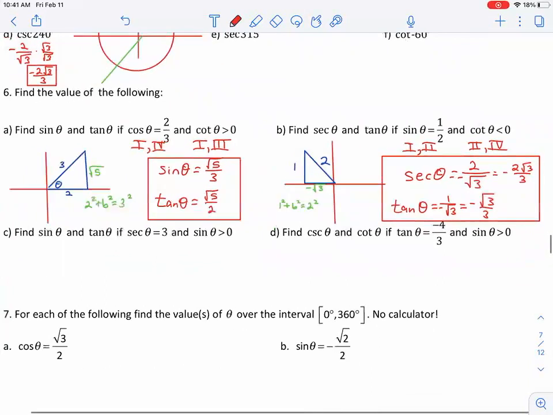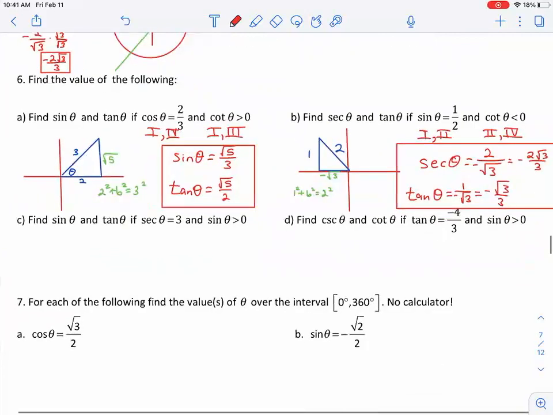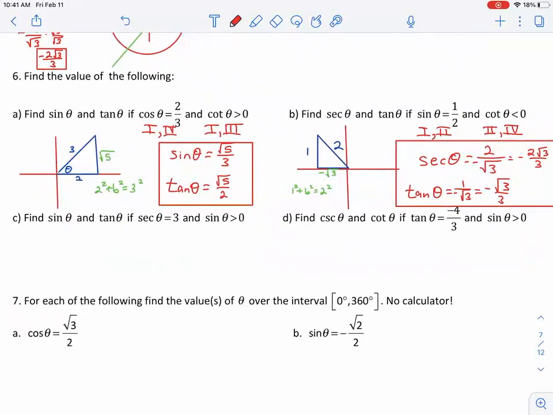All right, one more thing to get done here. A couple more questions before I move on. Any other questions? All right, well, let's go down to number 7 then, okay?